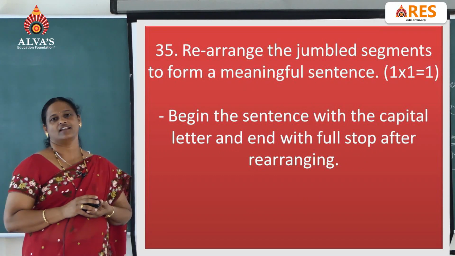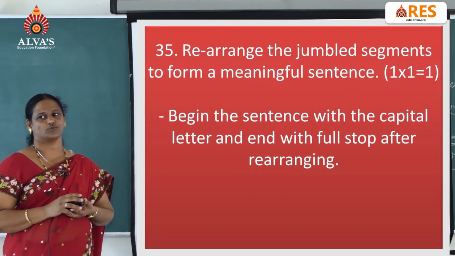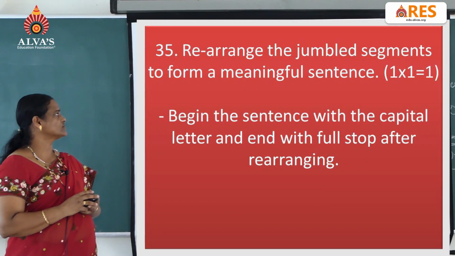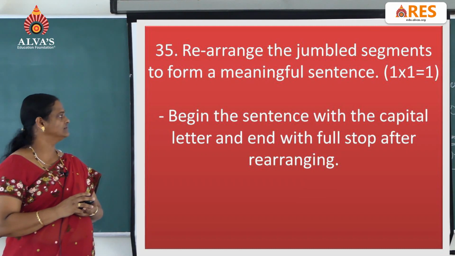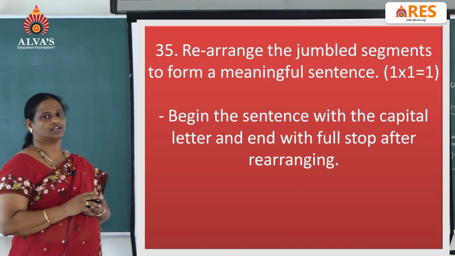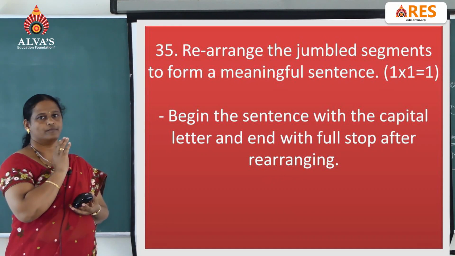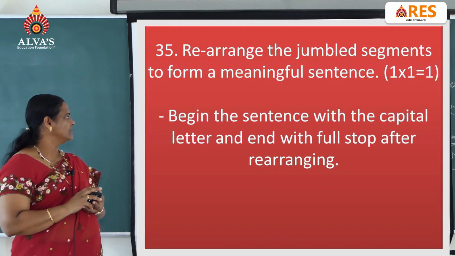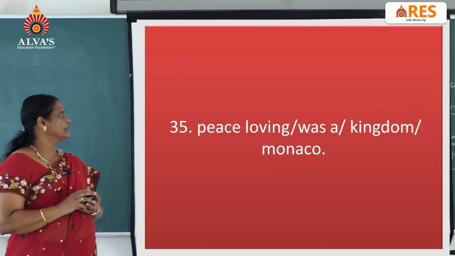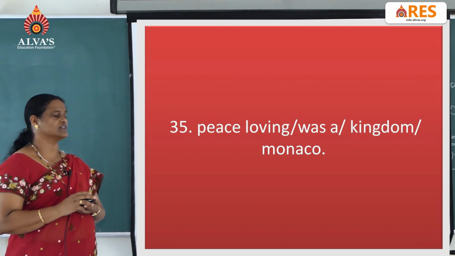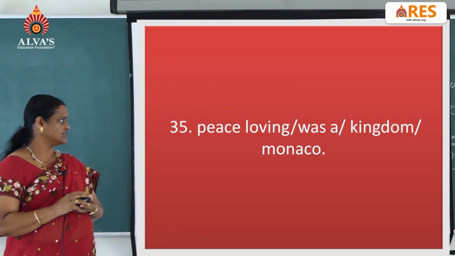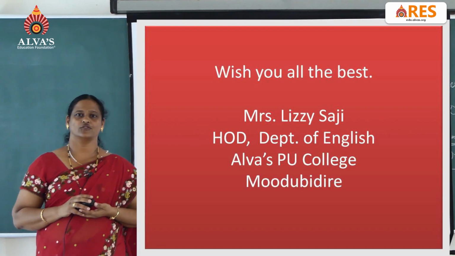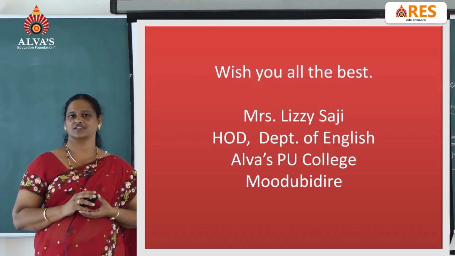Now we have reached the last question in the question paper, that is question number 35. Here, rearrange the jumbled segments to form a meaningful sentence. You should remember that after rearranging, you have to begin the sentence with a capital letter and end with the full stop. Peace loving was a kingdom, Monaco. How to rearrange it? Monaco was a peace-loving kingdom.